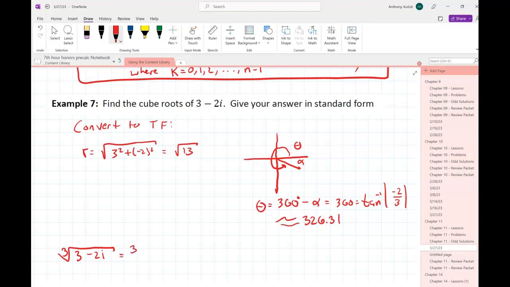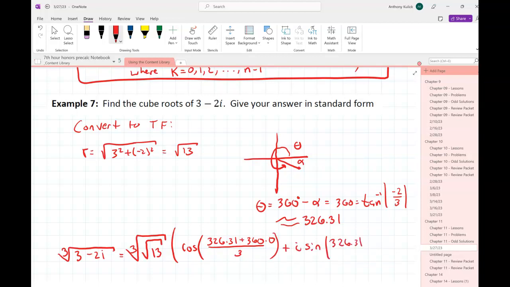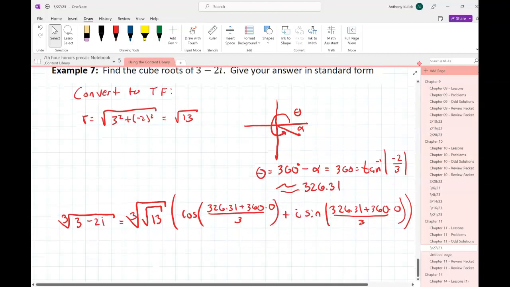So that's going to be the cube root of the square root of 13 times cosine of 326.31 plus 360 times 0 divided by 3, plus i sine of 326.31 plus 360 times 0 divided by 3. That's one answer.